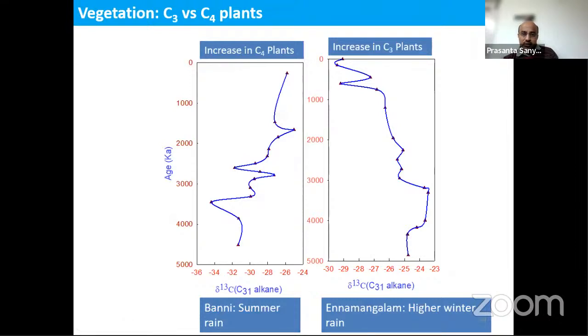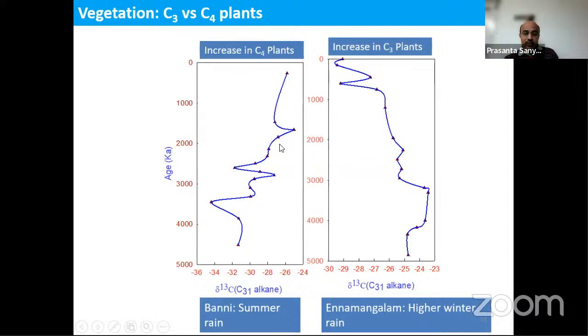When we compare the carbon isotopic composition of the alkanes, these data are from the southern part of India. Here you can see that subsequent to 3 kiloyear, the carbon isotopic composition shows lowering in the value. The lowering in carbon isotopic composition in the alkane suggests the increase in C3 plants. But for comparison, this graph I have put is again from the Banni Grassland. Here the carbon isotopic composition of the alkane is showing a rise. This rise suggests that the abundance of C4 plants has increased.